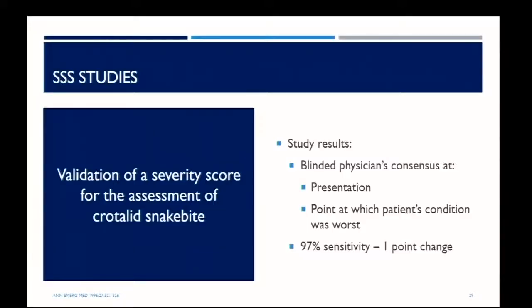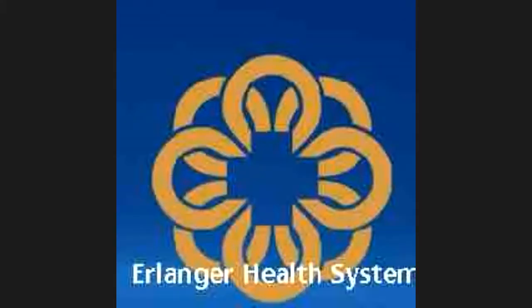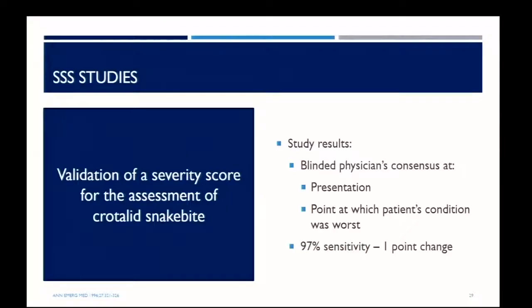I also wanted to review 2 studies real quickly since this is going to be used here. So the first study is the one that validated the severity score for assessment by comparing it to 2 blinded physicians. And so they found that the physician's assessment actually correlated with the score at presentation and at the point at which the patient's condition was worst. And this score actually had a 97% sensitivity in detecting a 1-point change in the score to detect a worsening condition.